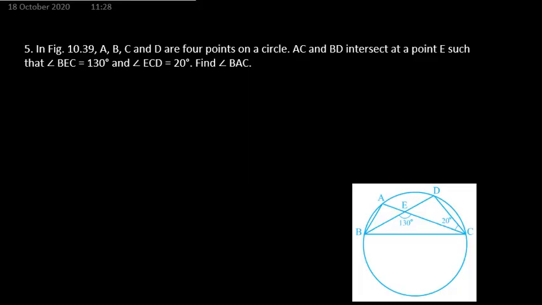Okay. Now in figure number 10.39, you can see this diagram. A, B, C, D are 4 points on the circle. AC and BD intersect at point E, as seen in the diagram. They are intersecting such that angle BEC is 130 degree. Angle ECD is given 20 degree. We have to find angle BAC.